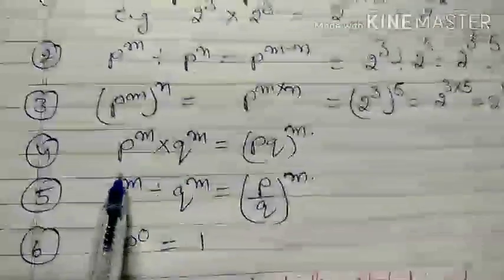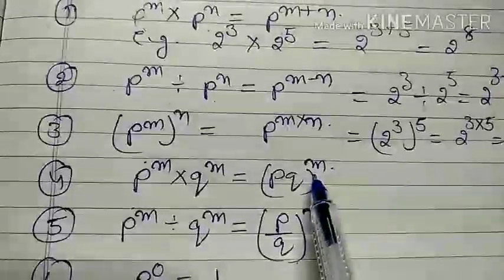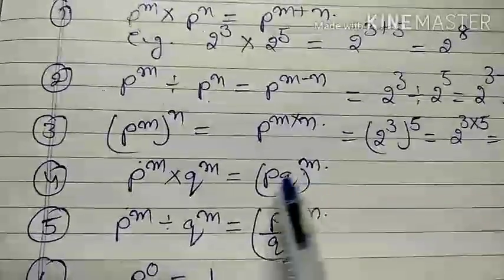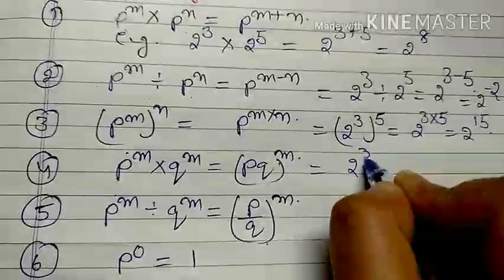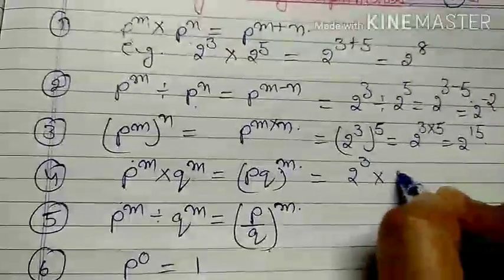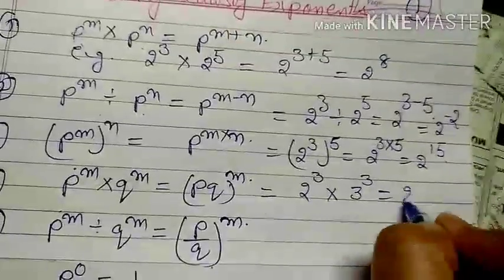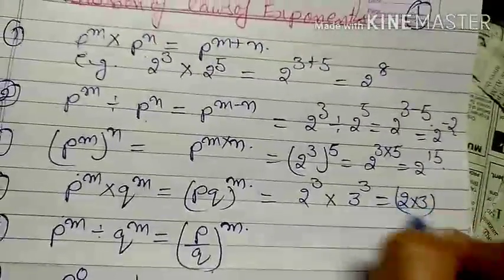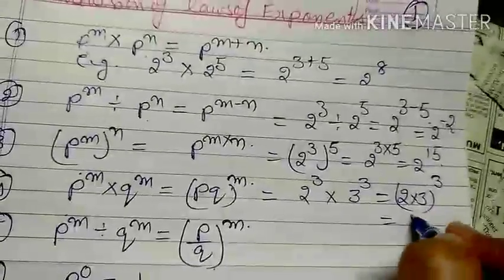Similarly, if I have different bases but a common power, I can take the common power outside the bracket and multiply the bases with each other. Like if 2 raised to power 3 multiplied by 3 raised to power 3 is there, you multiply the bases inside the bracket and take the common power, that is 6 raised to power 3.